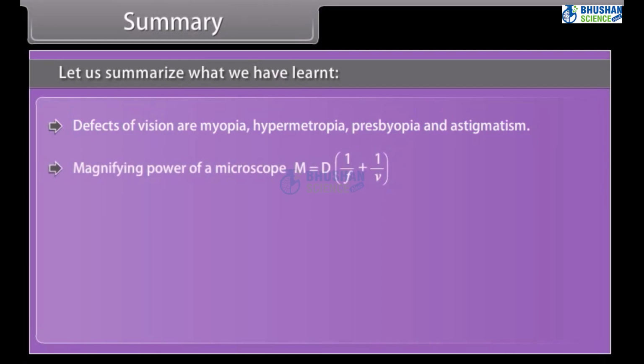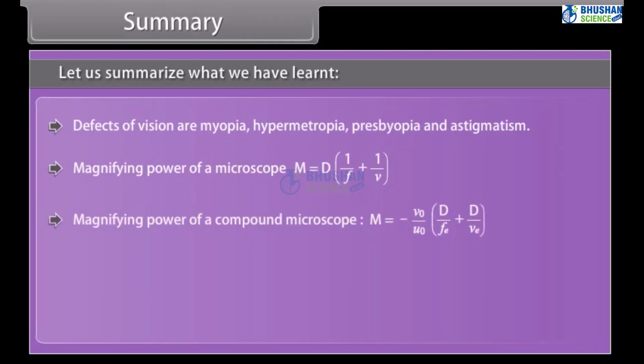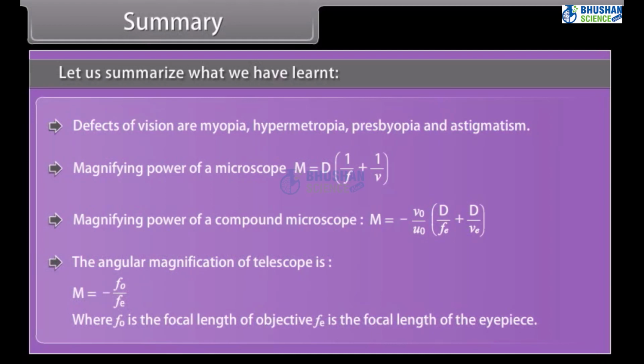Magnifying power of a microscope, m is equal to D into 1 upon f plus 1 upon v. Magnifying power of a compound microscope, m is equal to minus v0 upon u0 into D upon fe plus D upon ve. The angular magnification of telescope is m is equal to minus fo upon fe, where fo is the focal length of objective and fe is the focal length of the eyepiece.